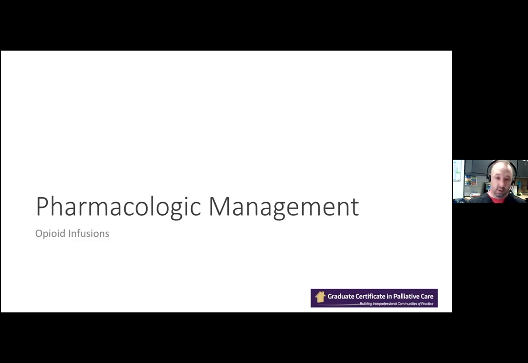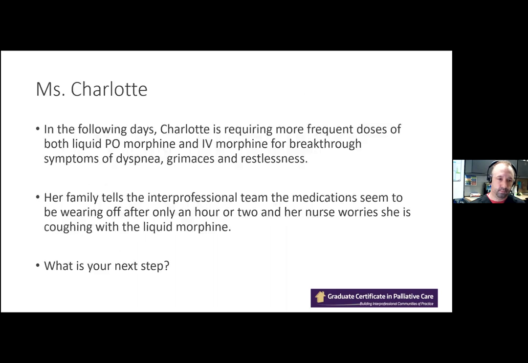So shifting gears, we're going to go back to management of opioids after that foray into non-pharmacologic management. So back to Ms. Charlotte's case. In the following days, Charlotte is requiring more frequent doses of both liquid oral morphine and IV morphine for breakthrough symptoms of dyspnea, grimaces, and restlessness. Her family tells the interprofessional team the medications seem to be wearing off after only an hour or two, and our nurse worries she's coughing with the liquid morphine. So what is your next step?